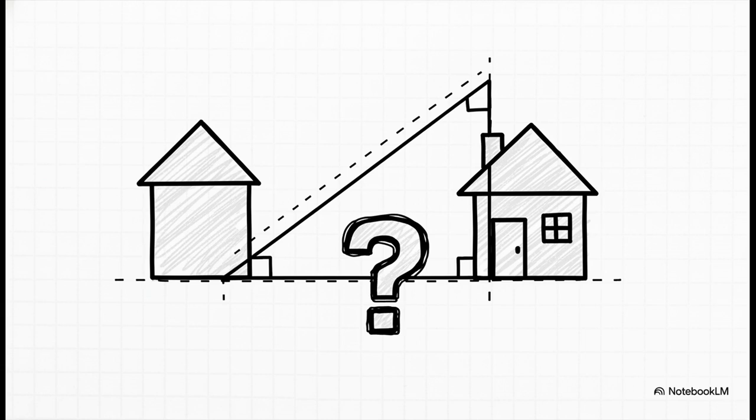Now, if you dust off your old geometry skills, you'll remember the Pythagorean theorem. It tells us the distance is the square root of 3 squared plus 4 squared, which is 5. 5 units. But 5 units of what? What does that even mean in the real world?